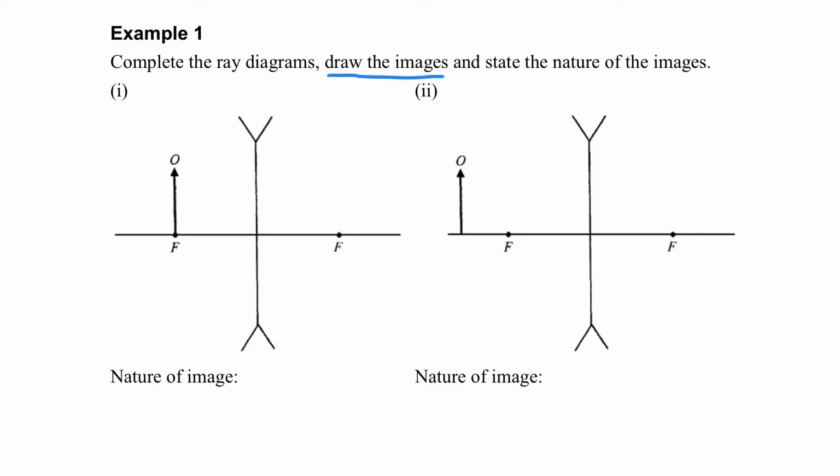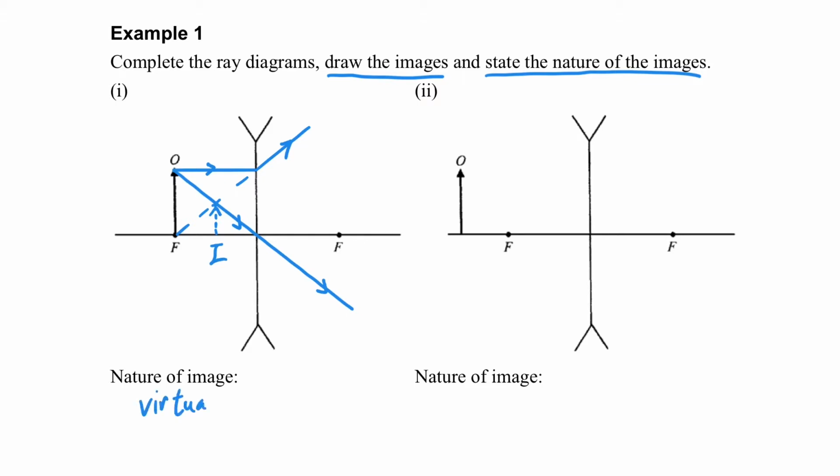So let's go through a few examples here. In example 1, we draw the image and state the nature of the image. You can see that the lens and the object are drawn for you. So we directly use the two rules. Here we use rule number 3 and then rule number 1 in order to draw two light rays so that we can find the intersection point of the reflected ray, which is the position of the image.